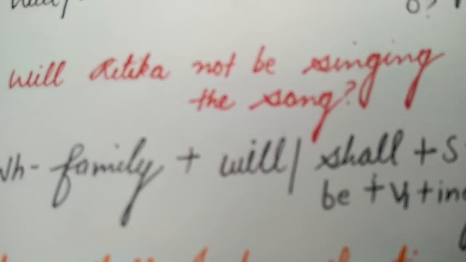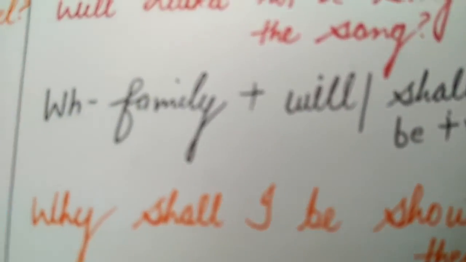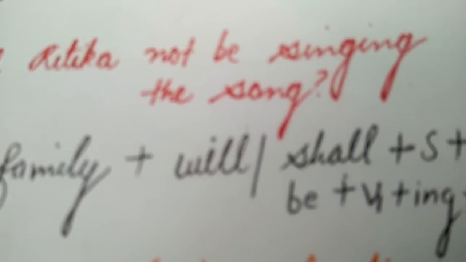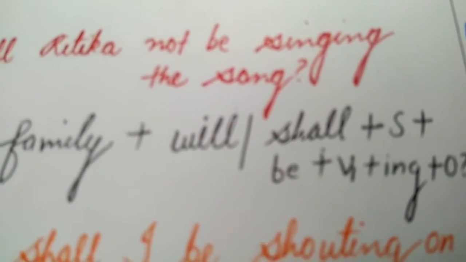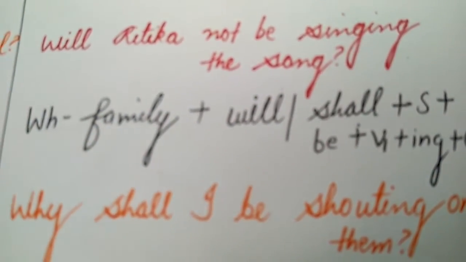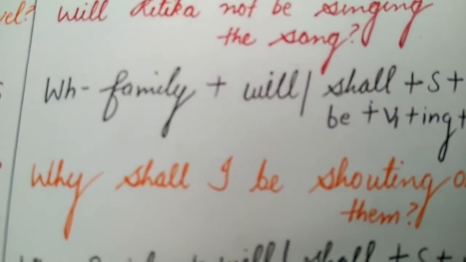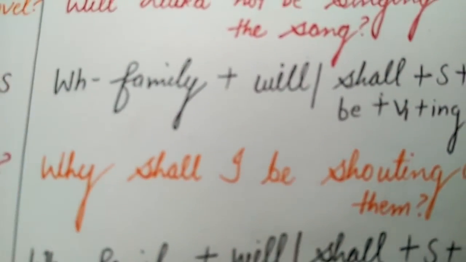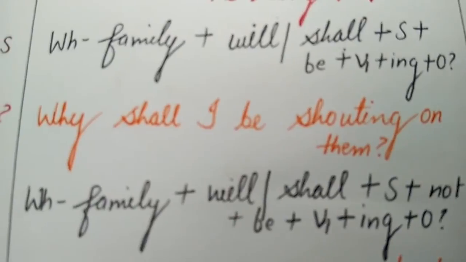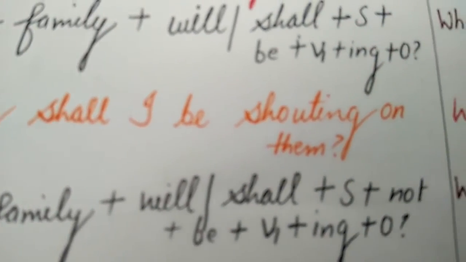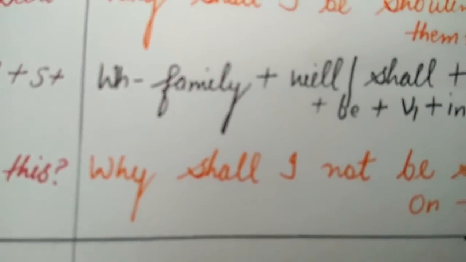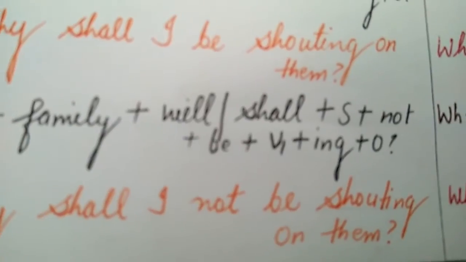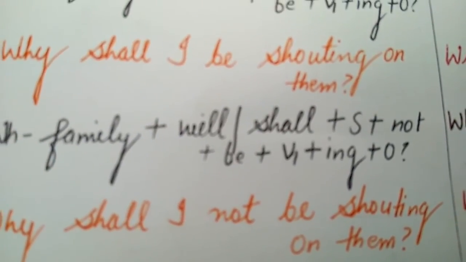WH question. Interrogative sentence. Structure: WH family plus will or shall plus subject plus be plus first form of the verb plus ing plus object. Example: Why shall I be shouting at them? WH question, negative sentence. Structure: WH family plus will or shall plus subject plus not plus be plus first form of the verb plus ing plus object. Example: Why shall I not be shouting at them?